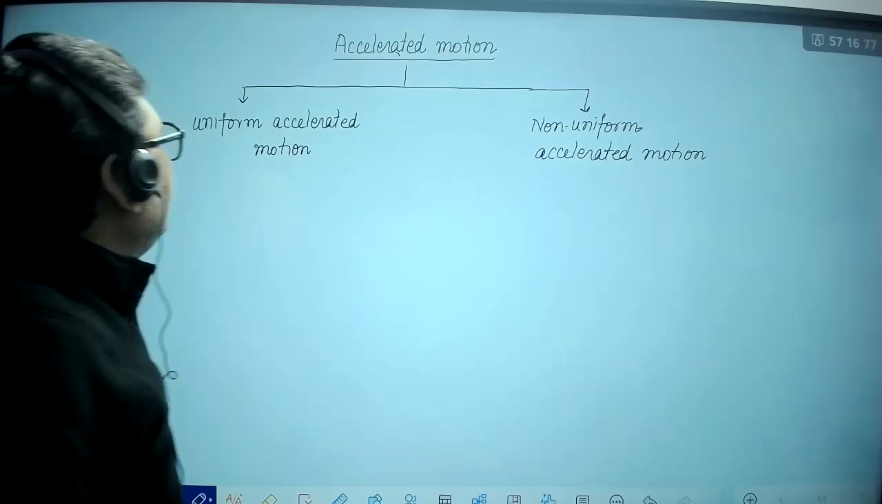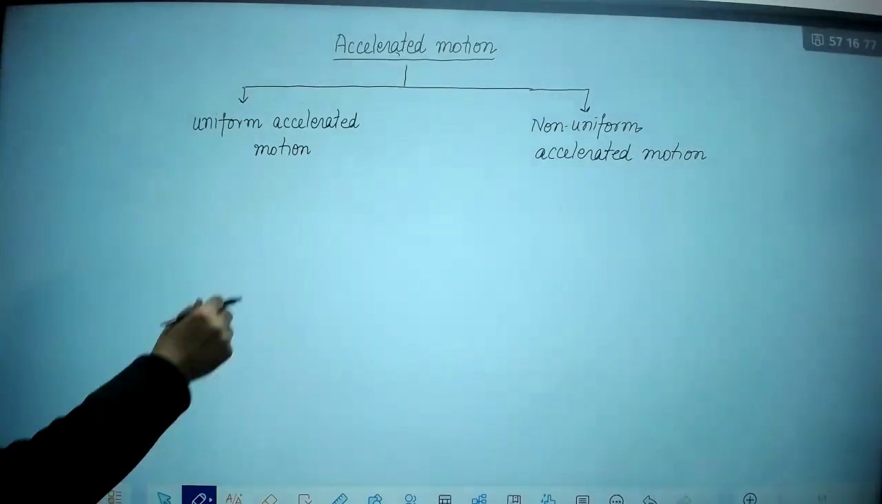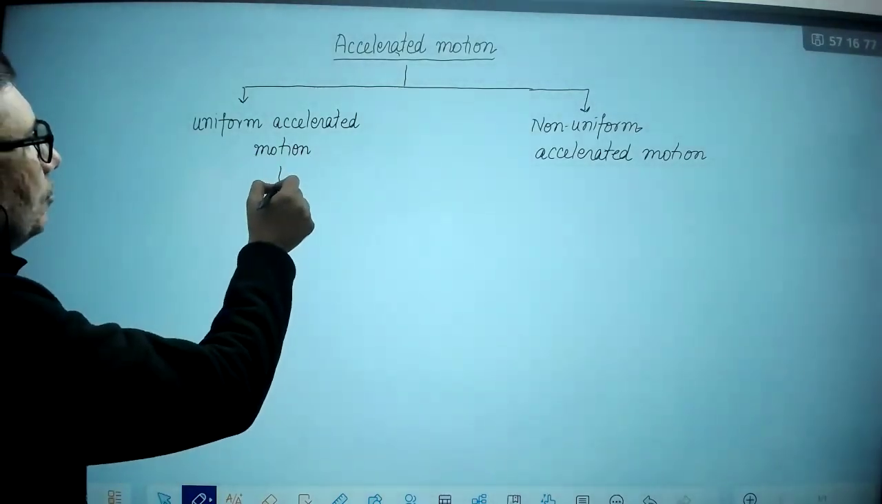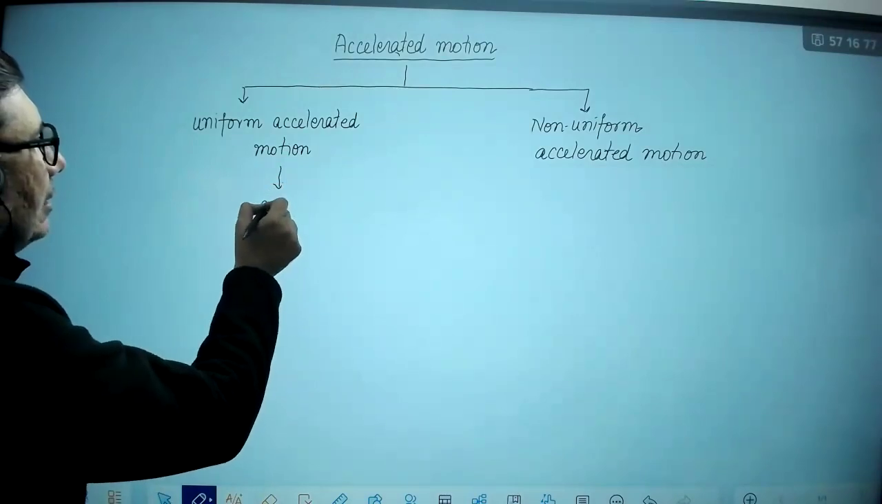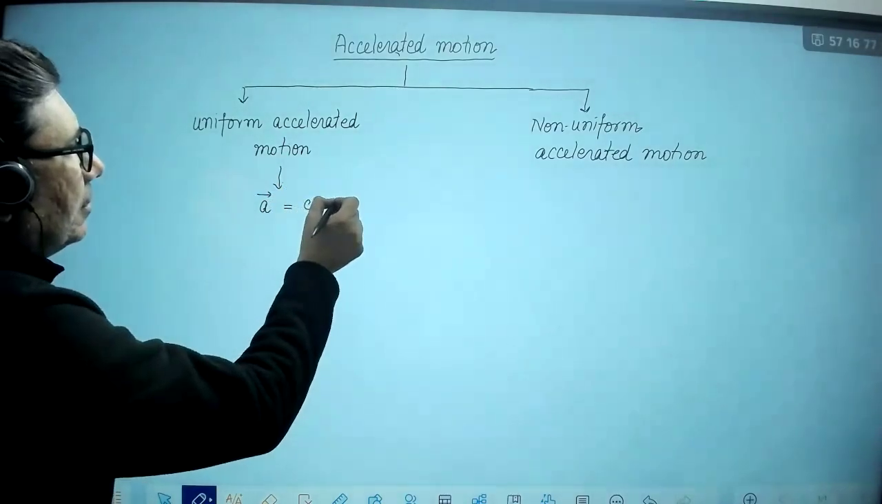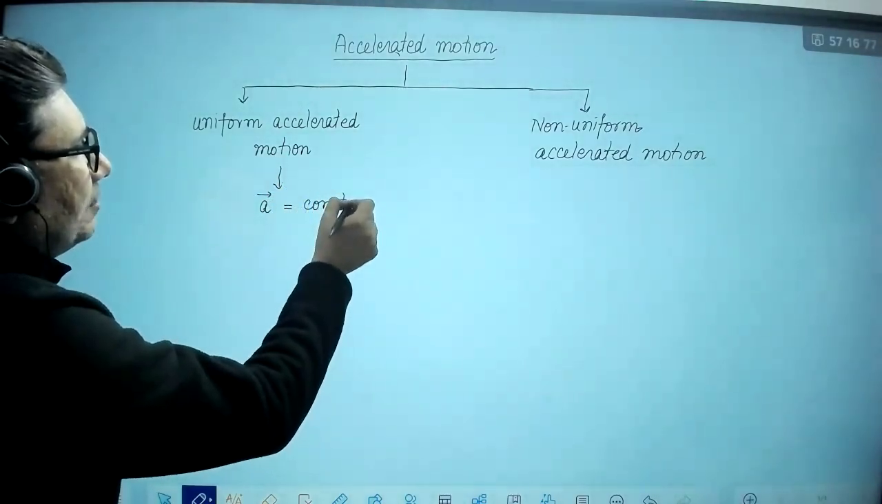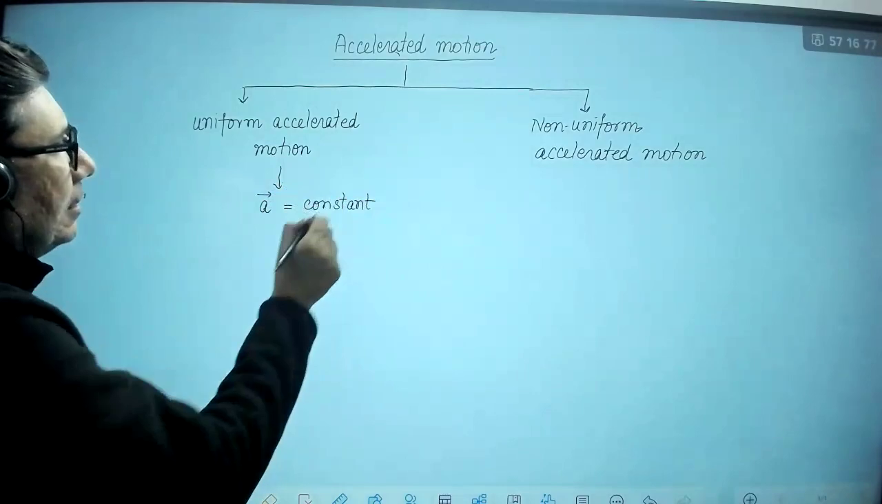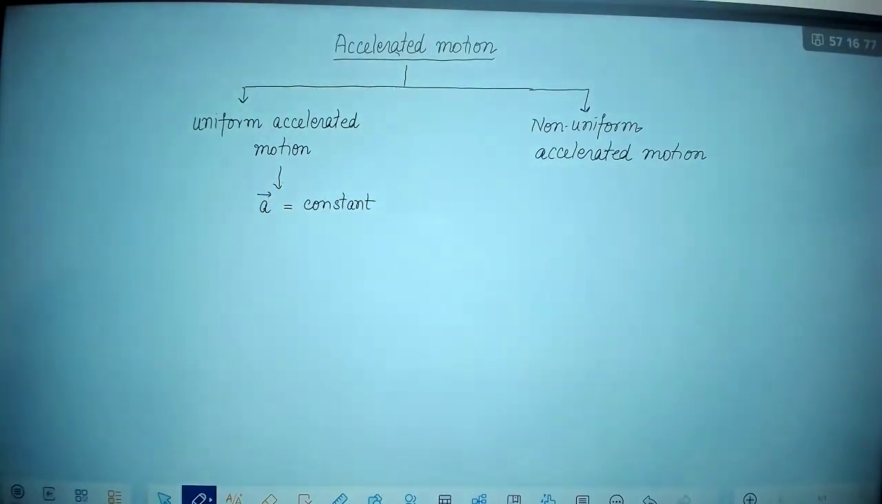So, what is the meaning of uniform accelerated motion? Uniformly accelerated motion means the acceleration throughout the motion will be constant. Direction as well as magnitude of the acceleration should remain constant.